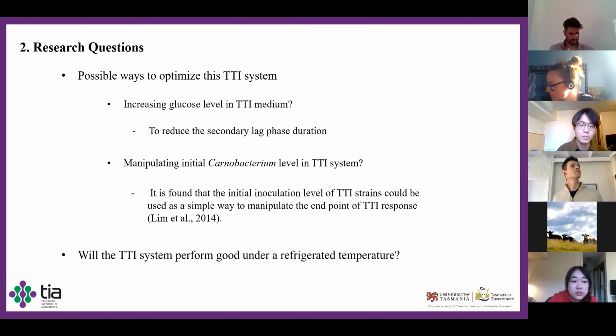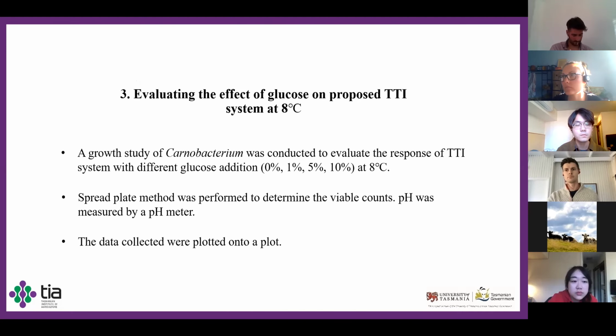If these optimizations are successful, I will test the TTI's performance under a refrigerated temperature. It is 2 degrees and 4 degrees in my project. Following is about my experimental method. First is about evaluating the effect of glucose on TTI at 8 degrees. I choose 0% glucose as a negative control to compare with 1%, 5%, and 10%.